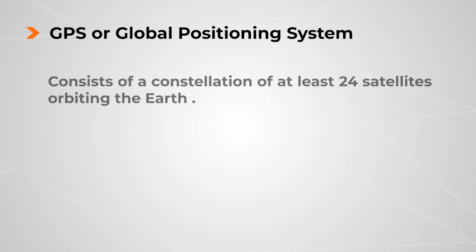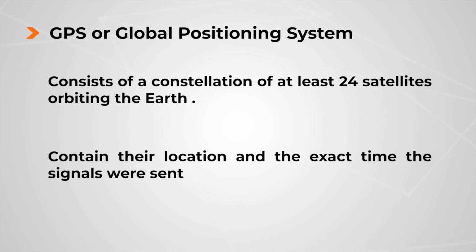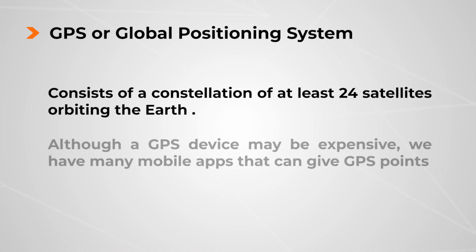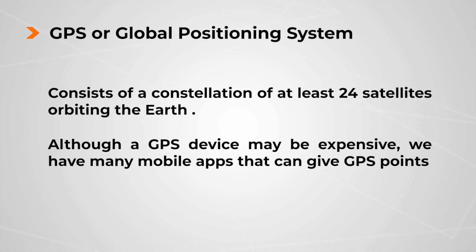The system consists of a constellation of at least 24 satellites orbiting the Earth. These satellites continuously transmit signals that contain their location and the exact time the signals were sent. Although a GPS device may be expensive, we also have mobile apps that can give GPS points.